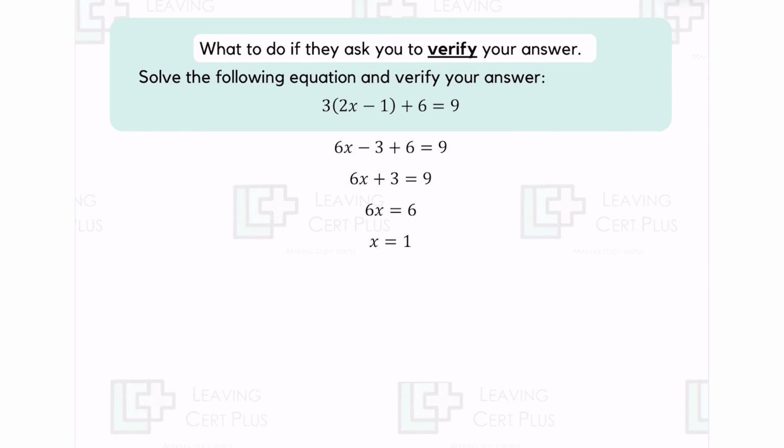So what this would look like is essentially writing the question out again with 1 in instead of x, and then working the left hand side, it can be on a calculator, and making sure we end up with the answer of 9 on the right hand side. And that's how we verify an answer.